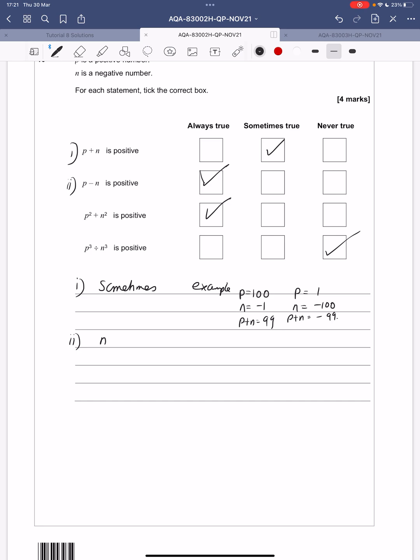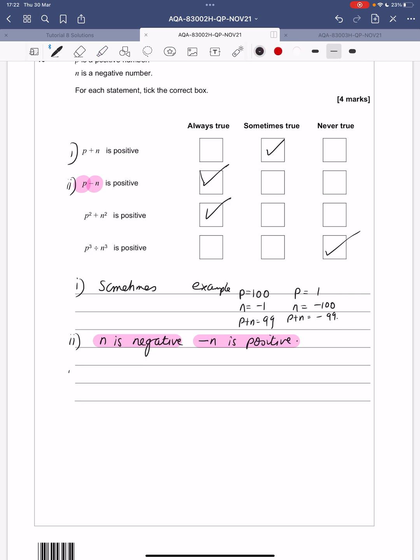P, N is negative. So minus N is positive. So P minus N is positive. Don't know how to set this out. If we say N, I think that will do actually. N is negative, minus N is positive. So that's positive and that's positive. Pink for positive. Yeah, so it's positive.